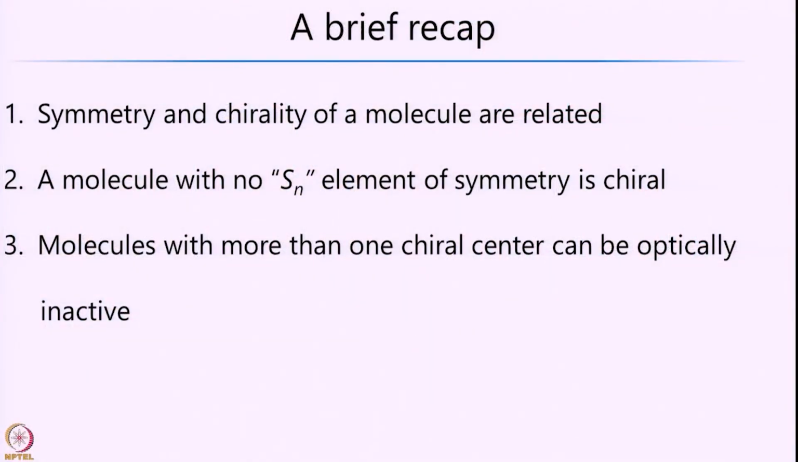Before we get into enantiomers and diastereomers, let us first briefly recap what we discussed in the last lecture. We said that symmetry and chirality of a molecule are related to each other, and a molecule is said to be chiral when there is no improper axis of symmetry, that is Sn, in a given molecule. Just to reiterate, the earlier definition was that if a carbon atom is attached to 4 different groups, we call it a chiral center, which is indeed not incorrect, but not fully correct either.